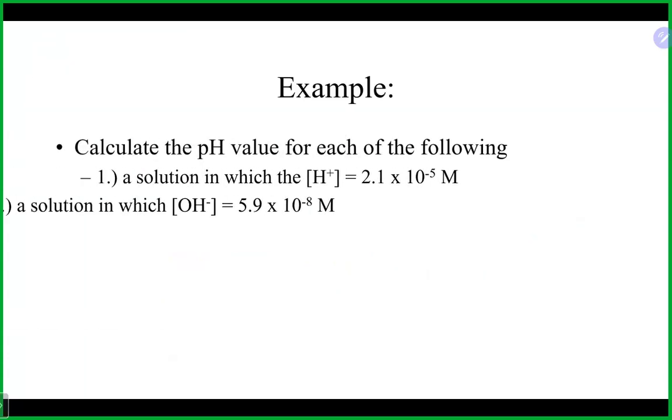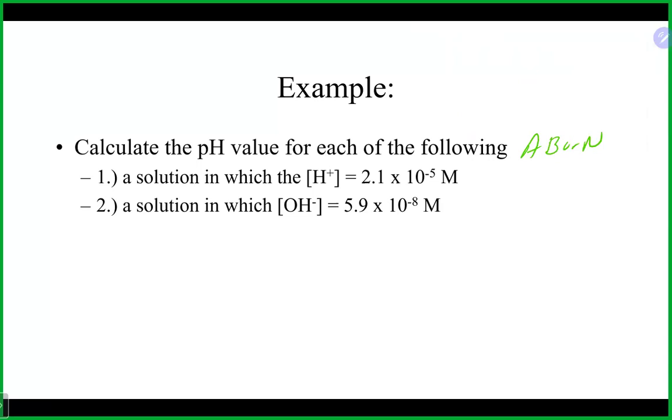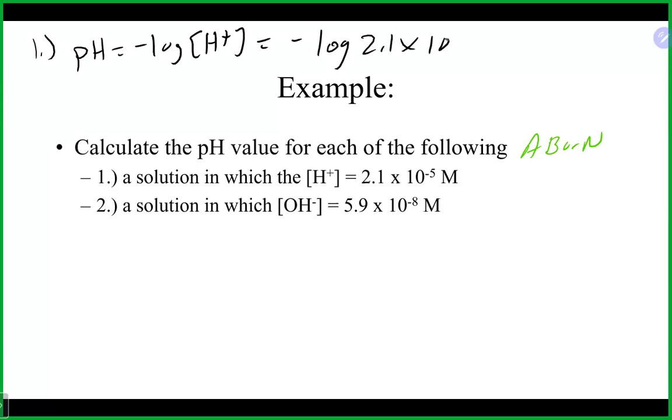All right, so let's try some. Okay, so let's take a look. So on the first one here, we have the H plus concentration is 2.1 times 10 to the minus 5. So we could go into our pH equation here, minus the log of the H plus. That's going to give us minus the log of 2.1 times 10 to the minus 5. Again, depending on your calculator, whichever way you need to punch that in, go minus the log. Again, make sure you use your exponent button. 5.